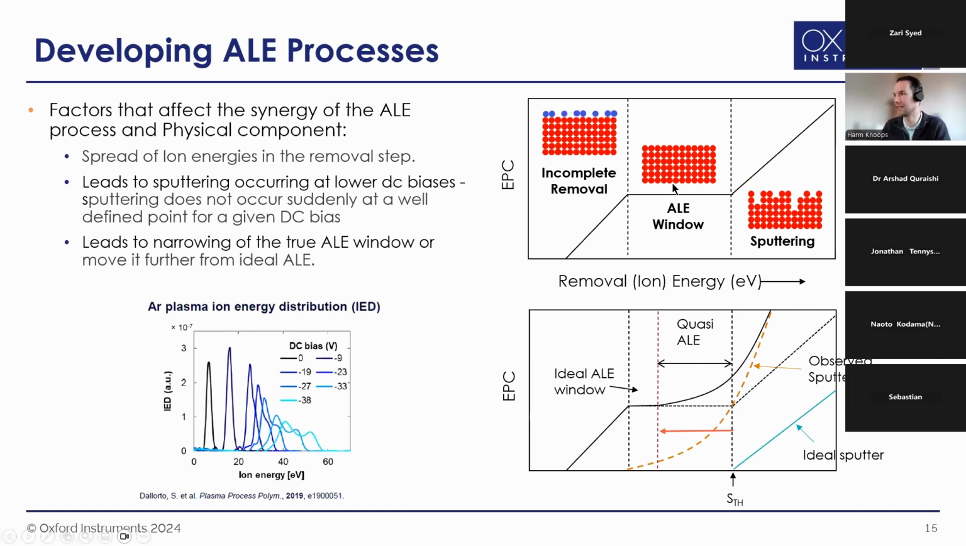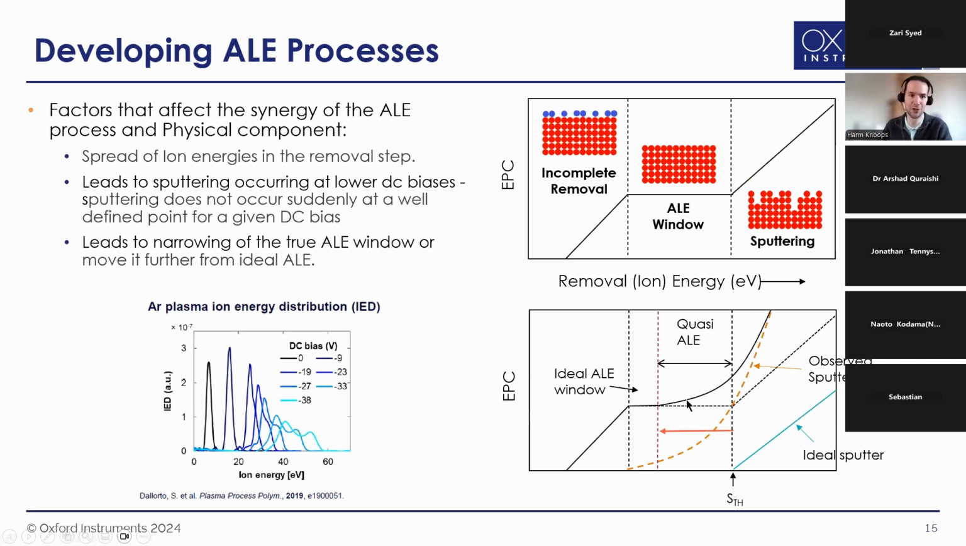I think conceptually that's quite easy. And in reality, that window can be quite small. So you see here, in an ideal case, when the sputtering starts, but with the broadening, you might have a tail that already goes over into the sputtering regime, and therefore you already start observing sputtering relatively early on. You could label that as quasi-ALE.